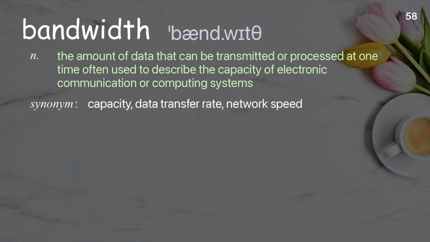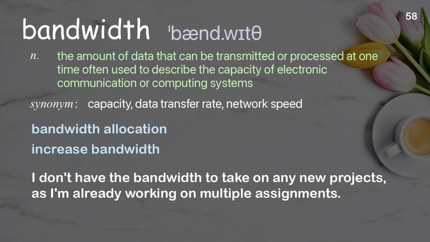Bandwidth. The amount of data that can be transmitted or processed at one time, often used to describe the capacity of electronic communication or computing systems. Examples: Bandwidth allocation. Increase bandwidth. I don't have the bandwidth to take on any new projects, as I'm already working on multiple assignments.